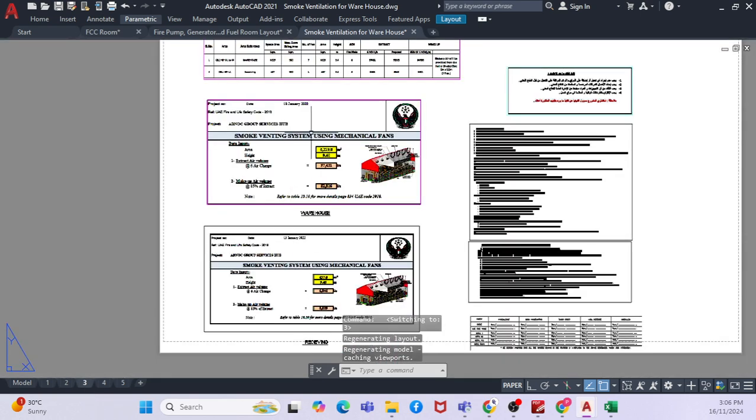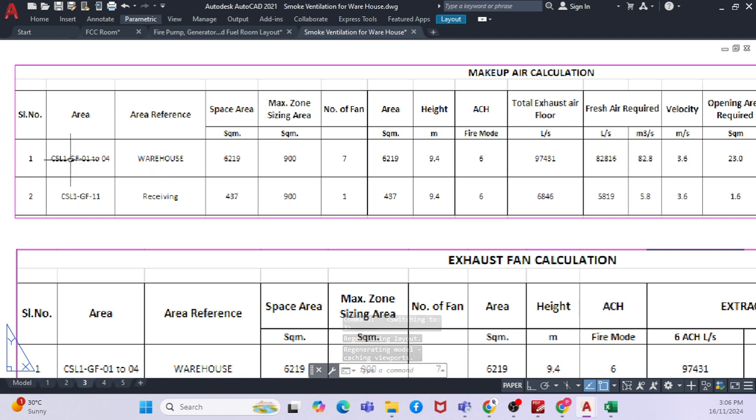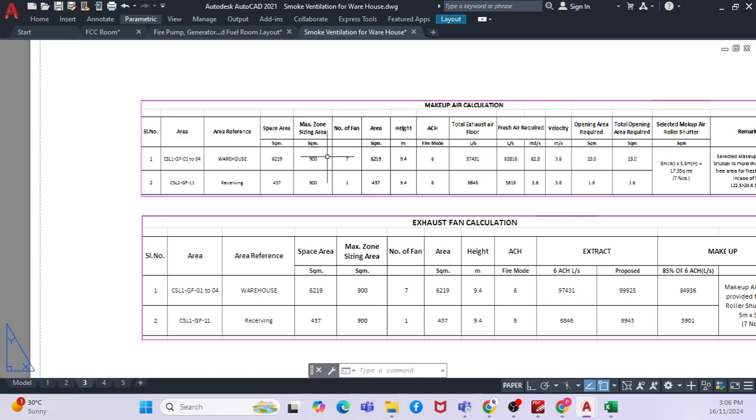Now, if you go to the calculation, can you see the calculation here for the makeup air calculation? Say for example, this is my warehouse, and the total area will be 6219. The maximum zone sizing area will be 900 square meters. So the number of fans will be 6219 divided by 900, which gives you the total number of fans. This is the way you calculate the number of fans.